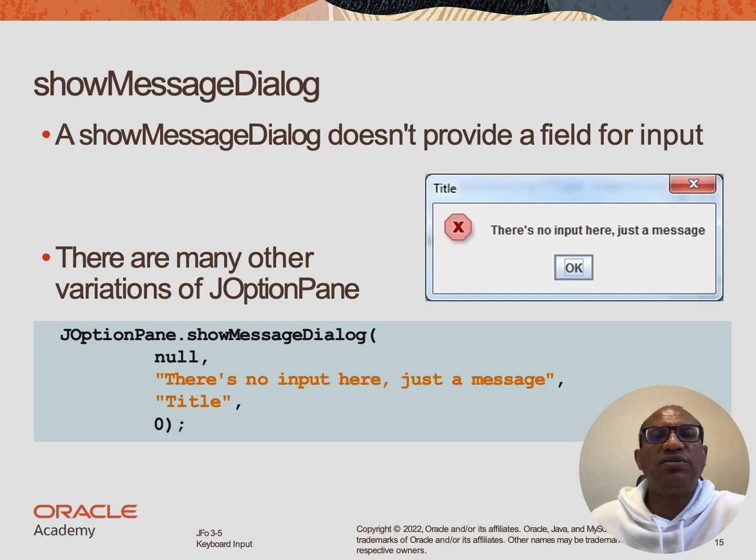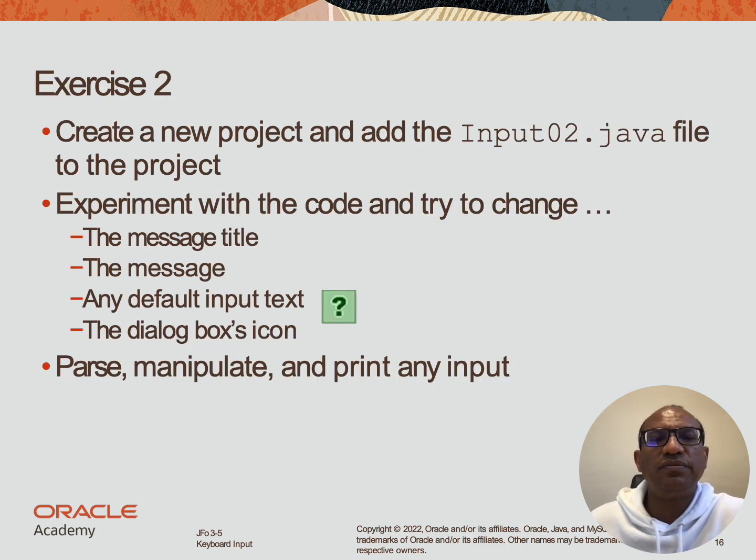A show message dialog doesn't take input, it just displays a message. JOptionPane has many different uses beyond input. In exercise 2, you'll customize a dialog box. Try changing the message, the title, the default text, and even the icon to make it your own.